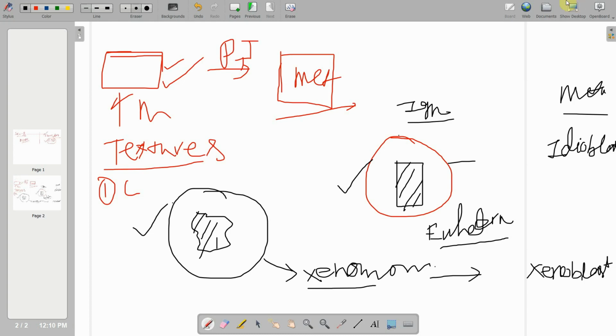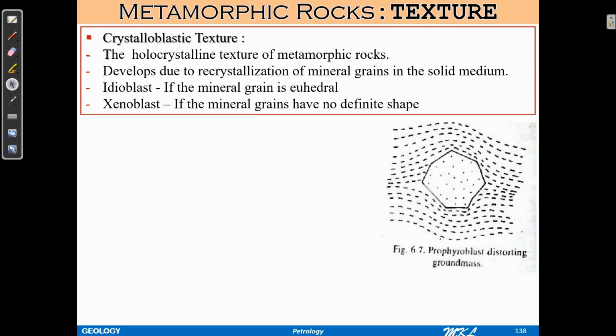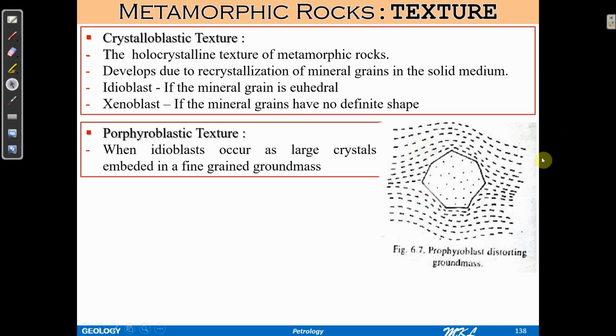Okay, now for igneous rock: euhedral, porphyritic. In metamorphic rock I'll be using blast as a suffix. Now another type of texture that is most common is the porphyroblast or porphyroblastic texture. So porphyroblastic texture is when the idioblast occurs as a large crystal embedded in a fine grained ground mass.